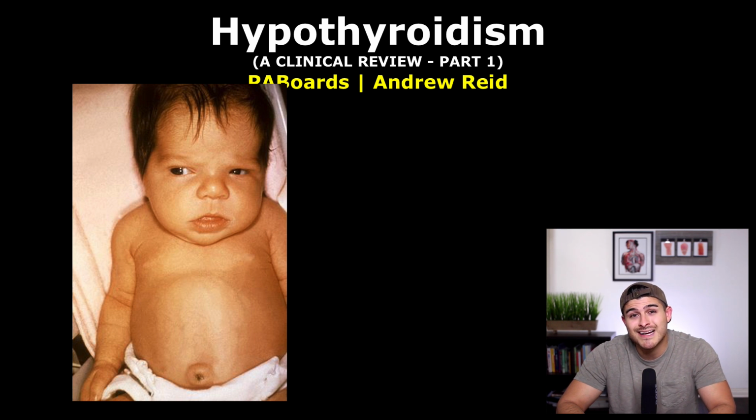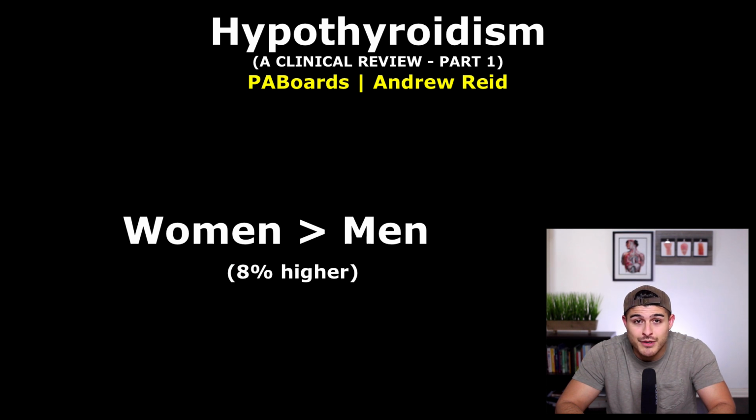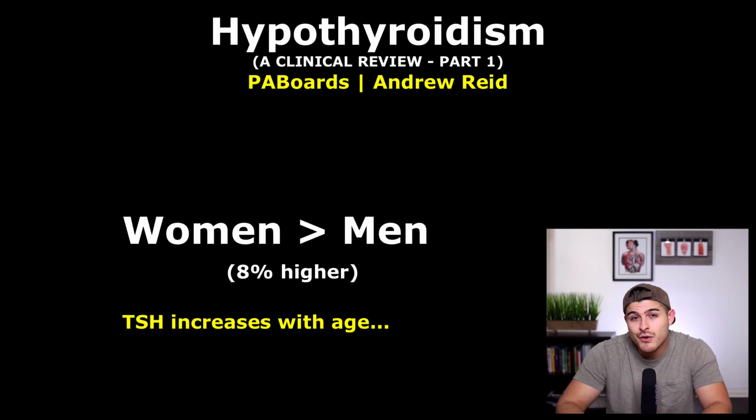Now, it's really thought that about 4% of the entire population will suffer from hypothyroid. And it's definitely going to be a lot more common in women, up to 8 times higher. And this is really going to be true for a lot of autoimmune diseases, right? Autoimmune diseases, for the most part, are going to be a lot more common in the female population. Now, the risk of developing hypothyroidism is going to increase with age. And it's found that up to 6% of women over 60 have a TSH over 10.